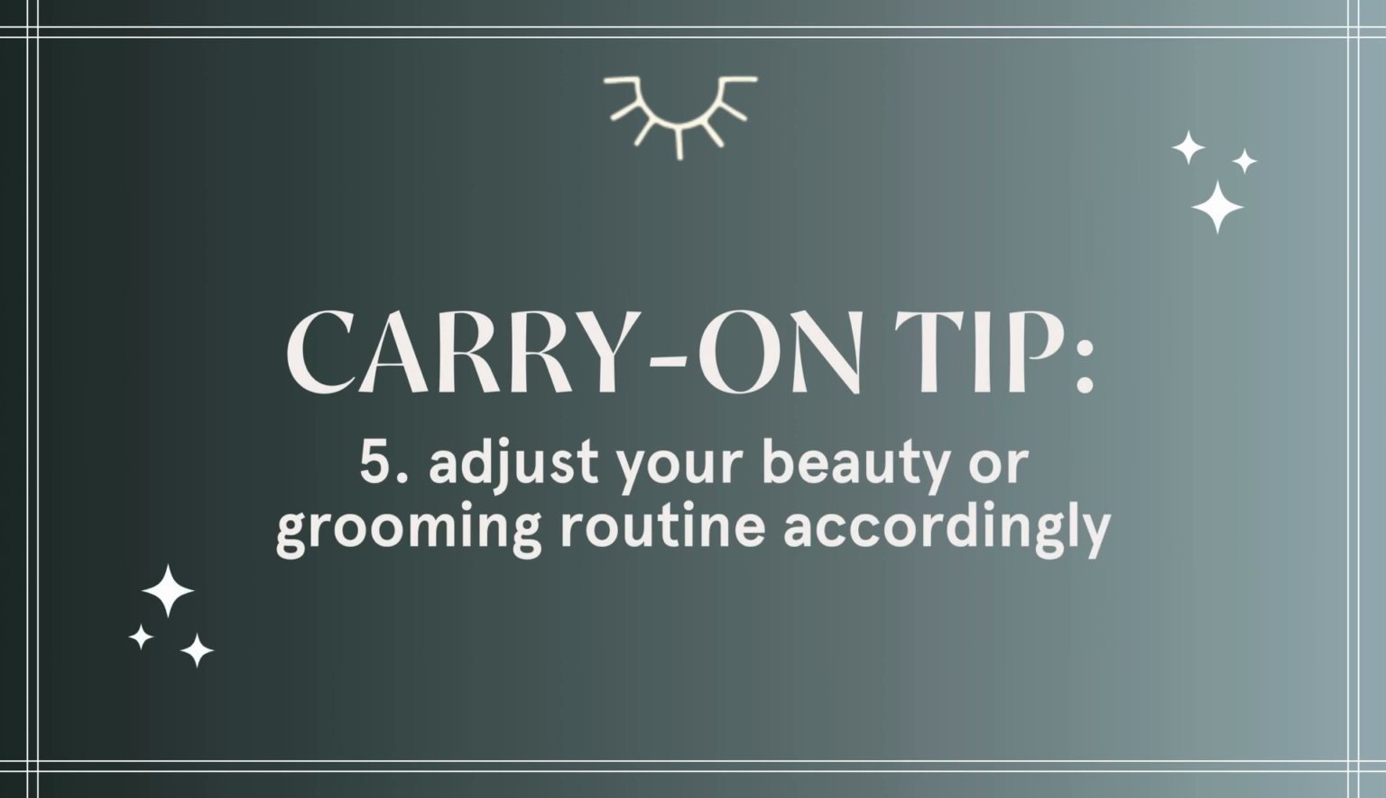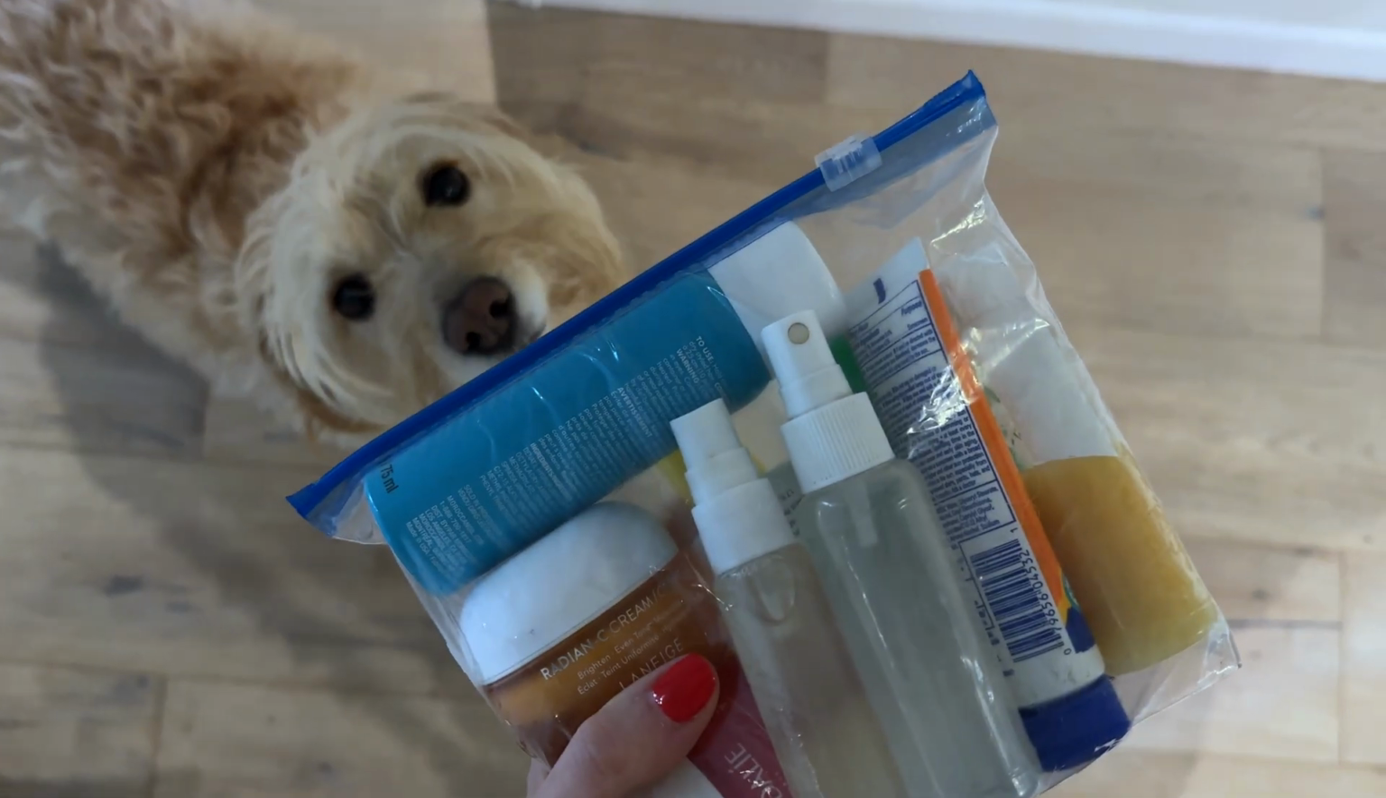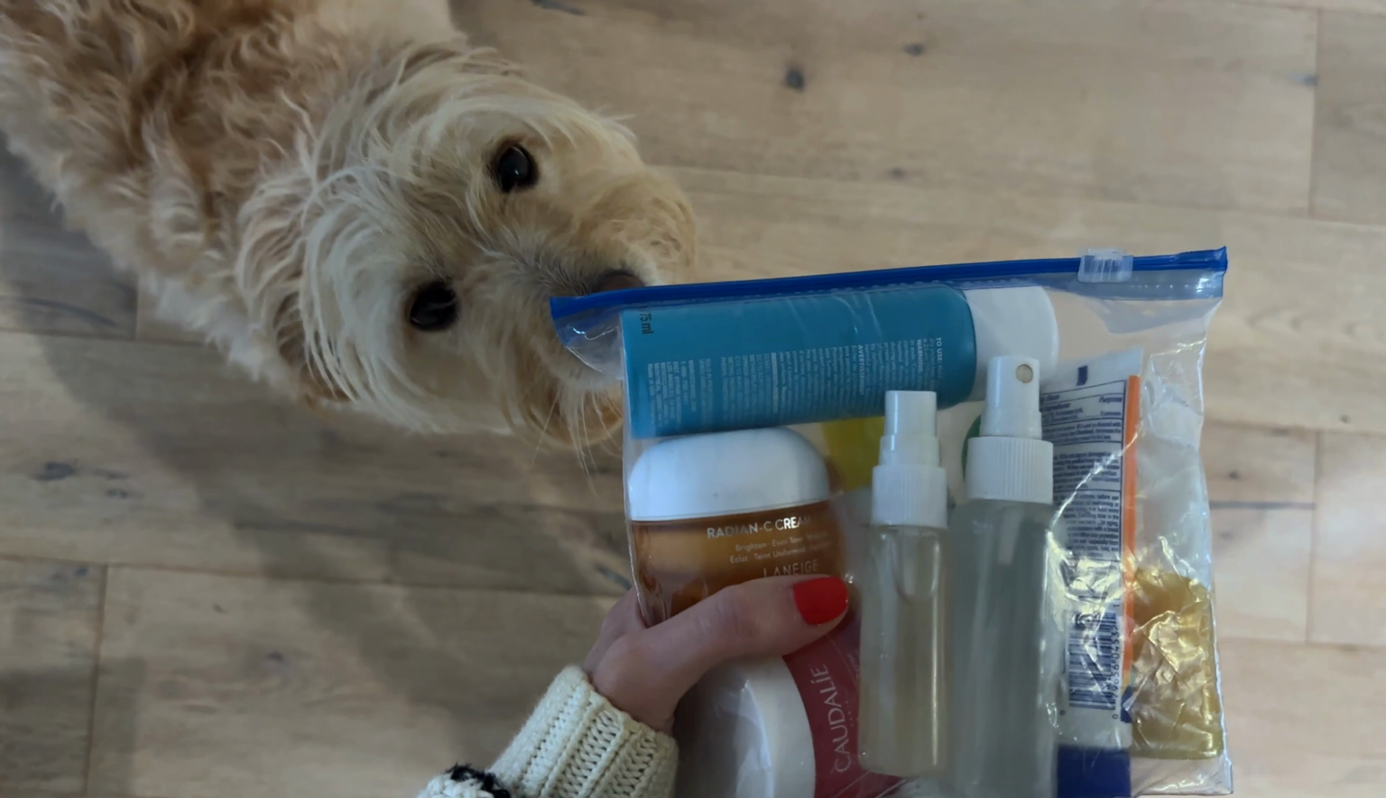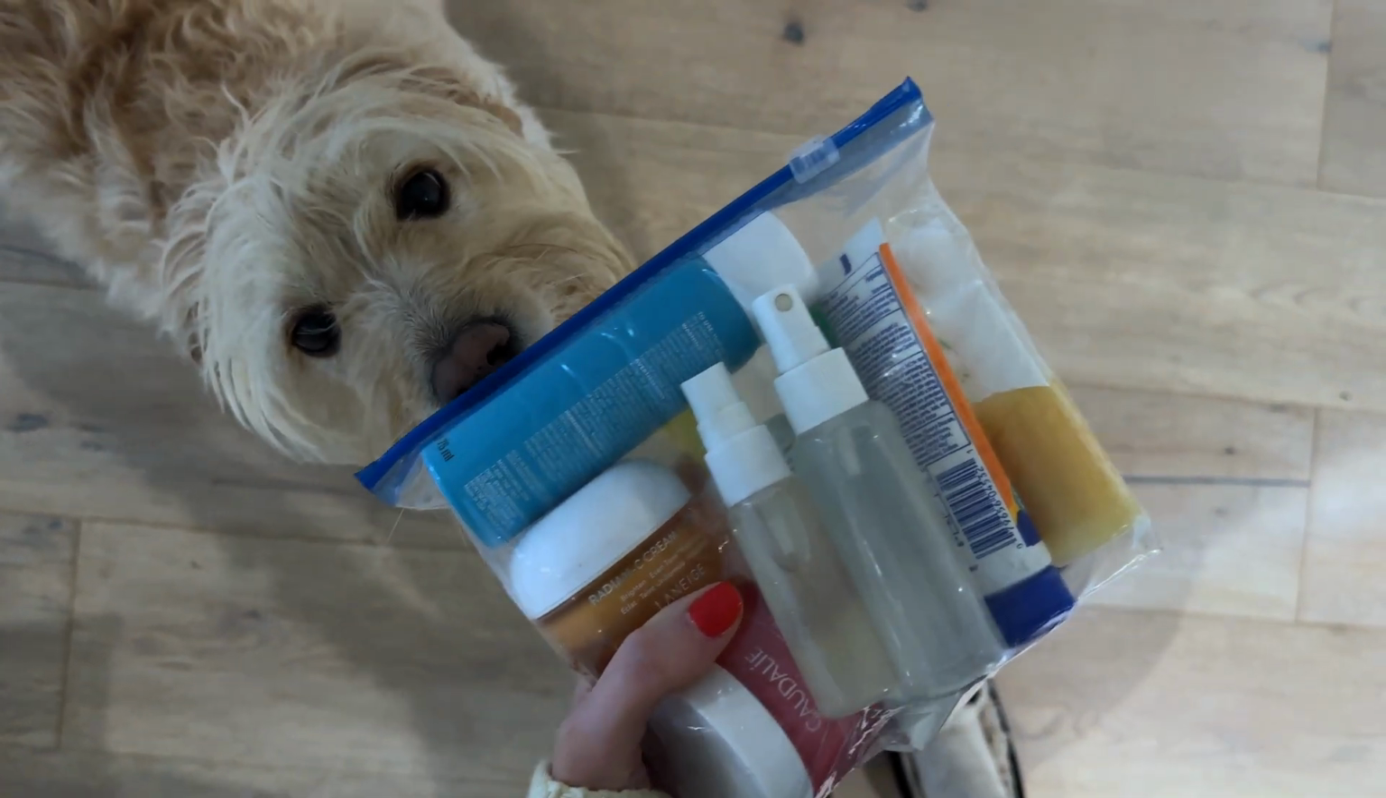Okay, on a similar note, tip number 5 is just to adjust your beauty routine or your grooming routine accordingly. At this point, none of us are strangers to the whole 3.1 ounces or 100 milliliters in the plastic baggie, the whole thing. We all know that we cannot bring a ton of liquids. We definitely cannot bring our 12-step skincare routine on our trip if we're carrying on.